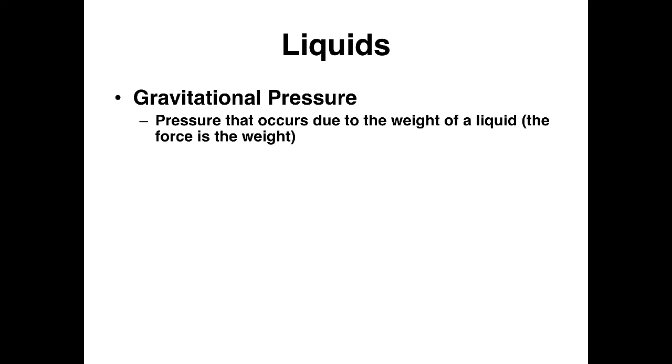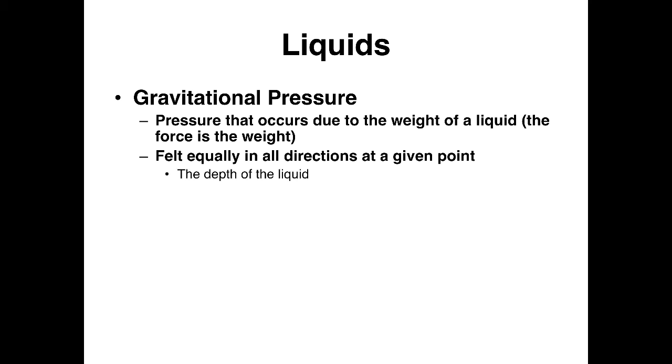Gravitational pressure is the pressure that occurs due to the weight of the liquid. The force of the liquid is the weight, and then that weight is distributed over some area, so gravitational pressure represents the weight of that liquid over the area that the liquid's contained in. It's generally felt in all directions at any given point. It's affected by the depth of the liquid and the density of the liquid.